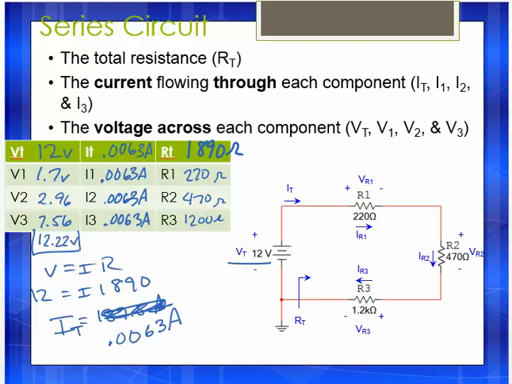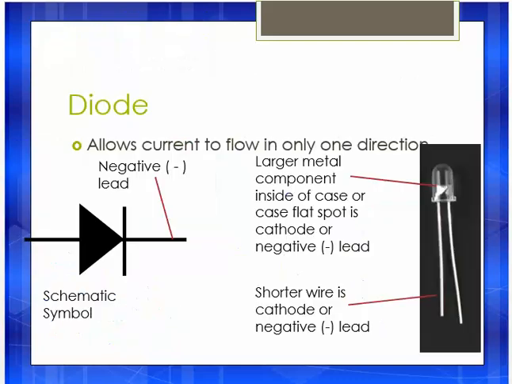I got an answer of 12.22 volts, which is really close. Typically, that would almost cause me to go back and look at my answers to see if I was off somewhere. But I didn't get an answer of 15. We should get an answer of exactly 12.22, so why am I off? Because I rounded.